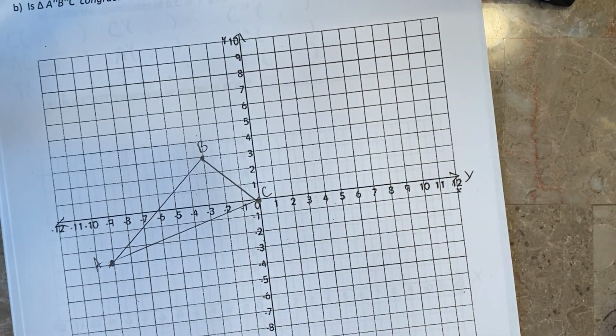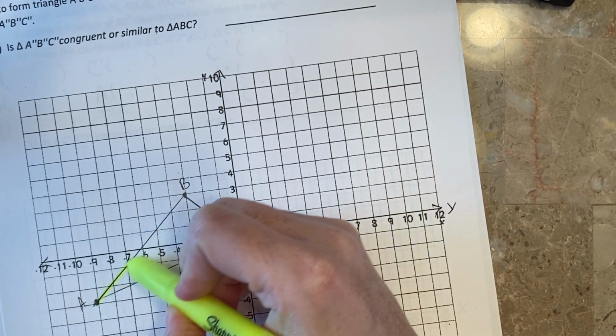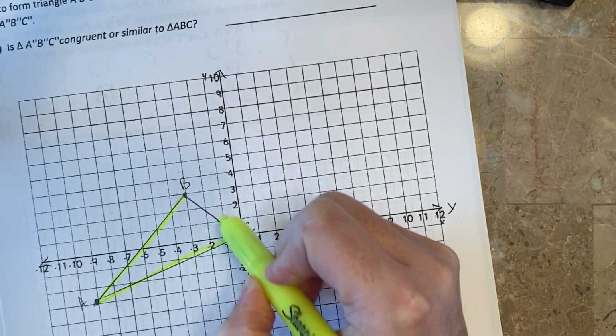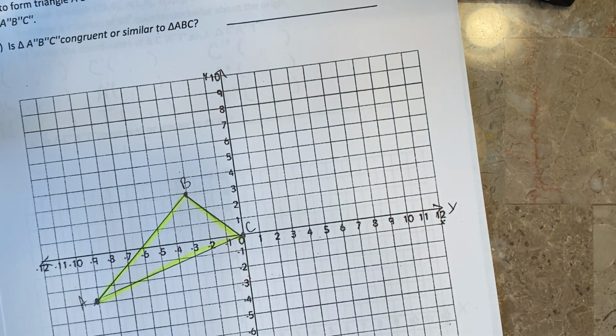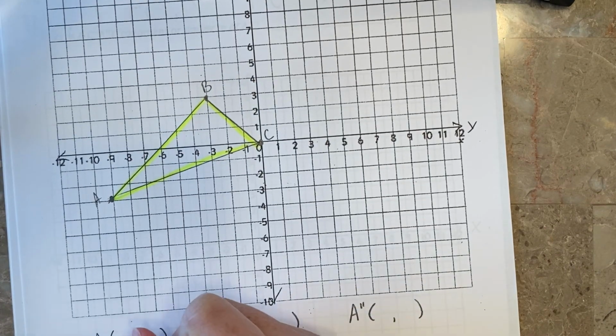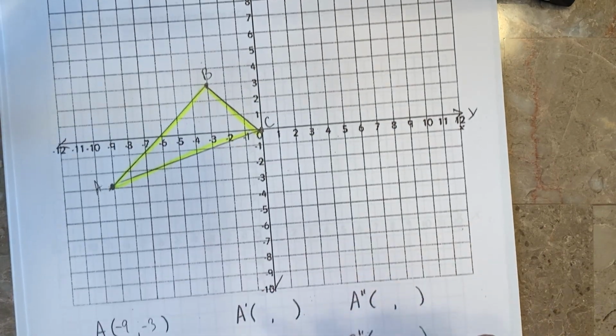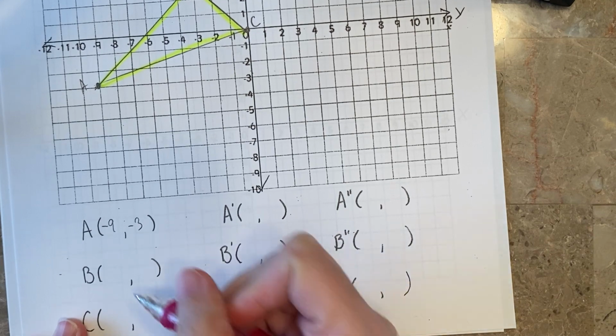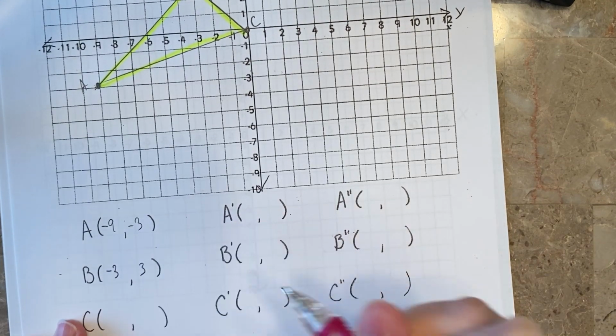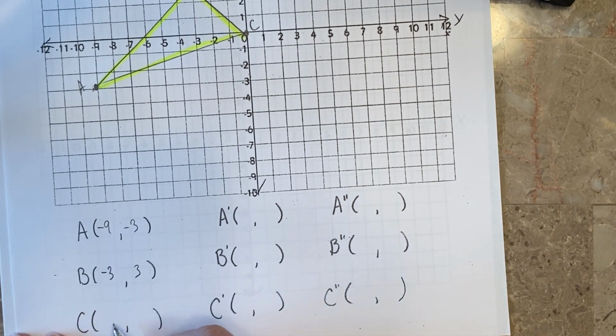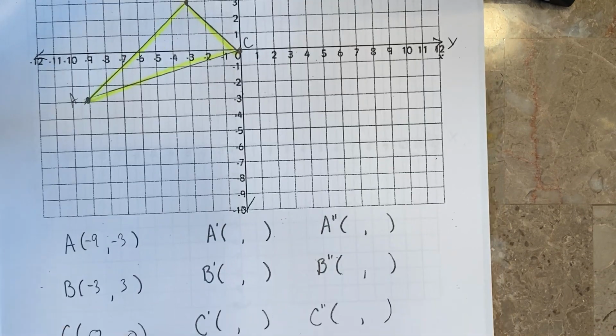All right, so that's that beginning one. That's our original. And let's put those coordinates in. So those were given to us. So -9, -3. And then we have -3, 3. And then we have 0, 0.